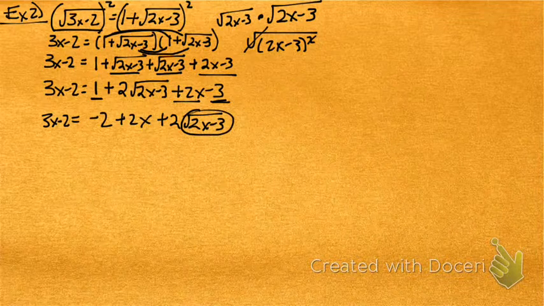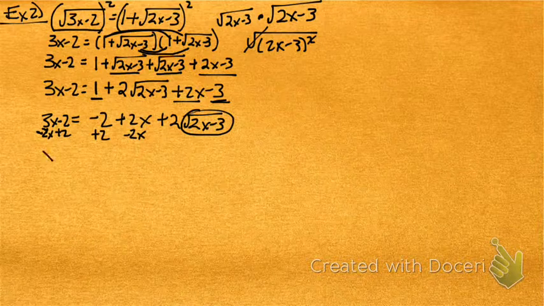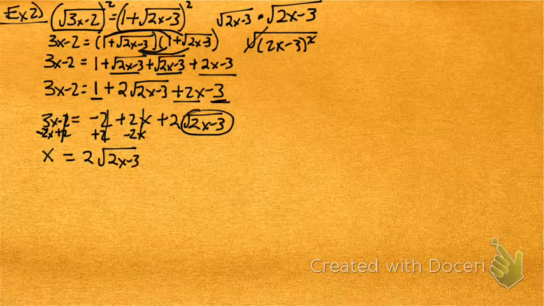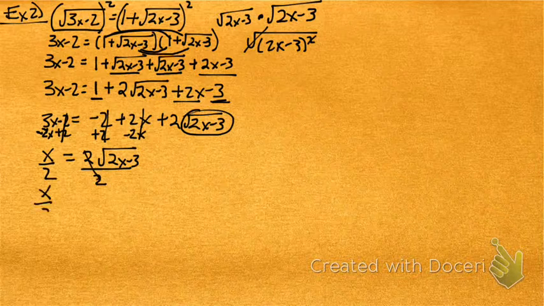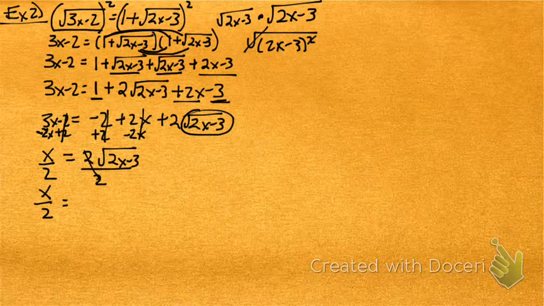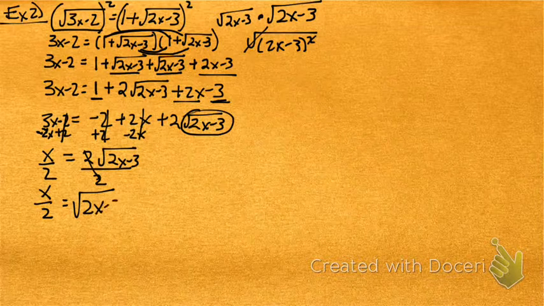I'm going to get that radical by itself by adding 2 to both sides and subtracting 2x. So I'm going to minus 2x, and if I do that, 3x minus 2x is x. These cancel, and these cancel, and I get x equals 2 times the square root of 2x minus 3. It's almost by itself. I have to divide both sides by 2, and if I do, I get x over 2 equals the square root of 2x minus 3. Now the radical is isolated.